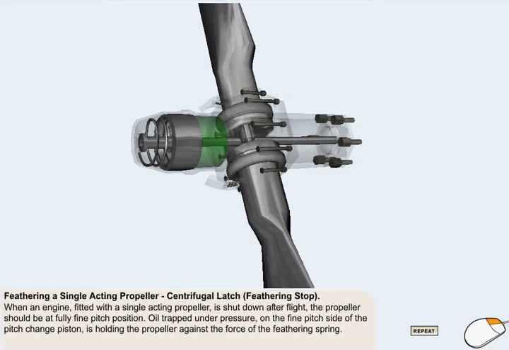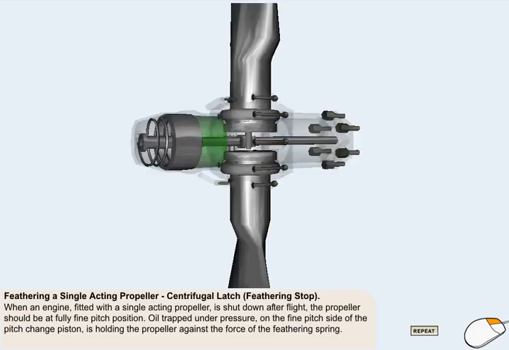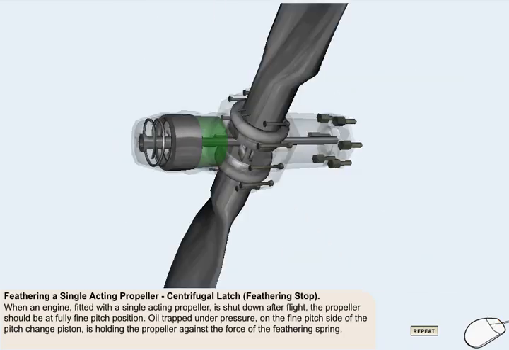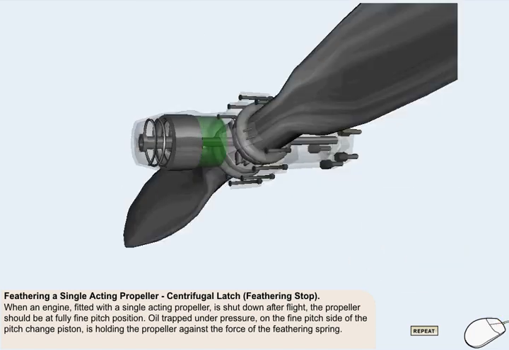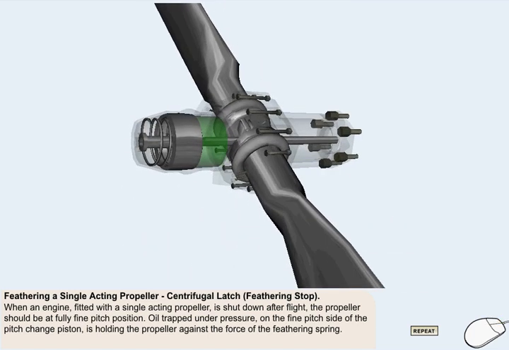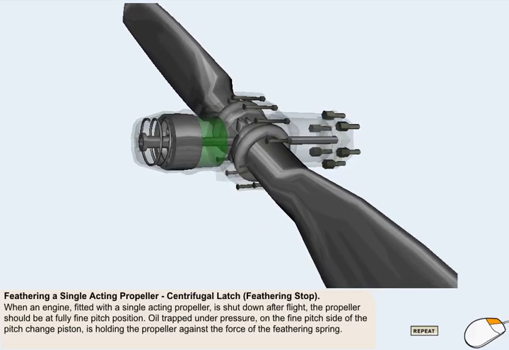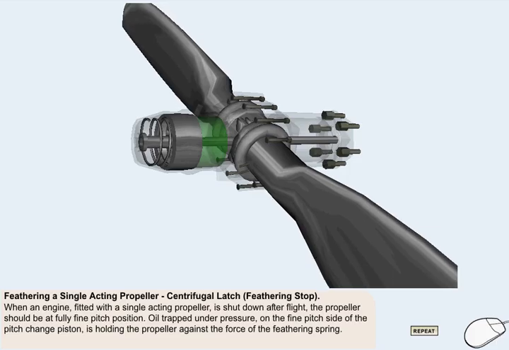When an engine, which is fitted with a single-acting propeller, is shut down after flight, the propeller should be at the fully fine pitch position. There is a considerable quantity of oil trapped under pressure on the fine pitch side of the piston in the pitch change cylinder, which is holding the propeller in the fully fine position. This oil pressure is being opposed by the force of the feathering spring.